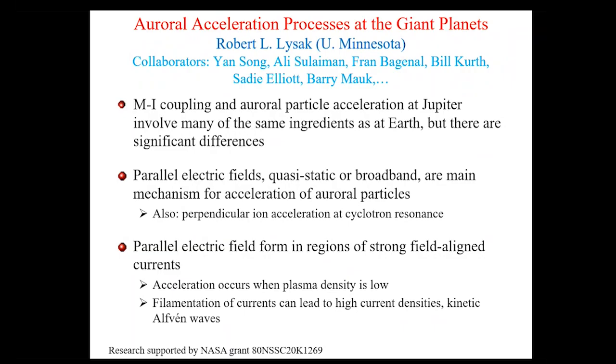I'm going to thank you for the invitation to talk about auroral particle acceleration, which of course is near and dear to my heart. And starting off with this first point, I'd like to give a shout out to Michelle Thompson, who many of you might know, who gave an AGU talk on planetary magnetospheres a number of years ago.